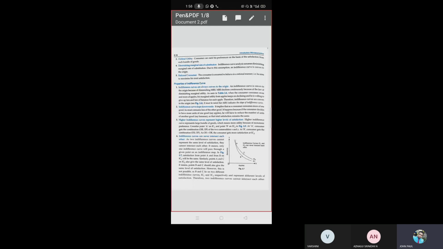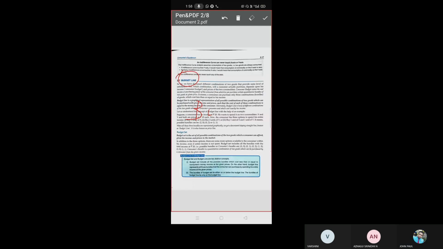So what is budget? Anyone? Do you have habits of doing budget in your home, in your family? No? For example, sir, when I go shopping with my sister, sir. Okay, good. So what is budget?